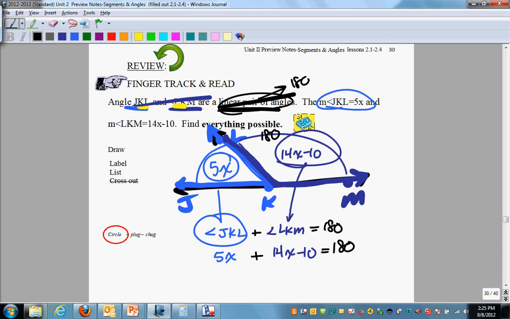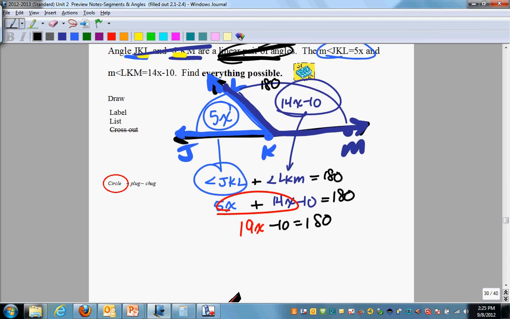Now it's algebra, so you want to collect like terms and solve. We have 19x equals 190. So we divide both sides by 19, and we get x equals 10.